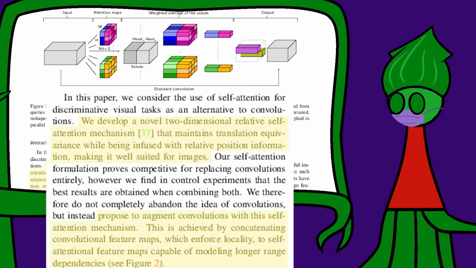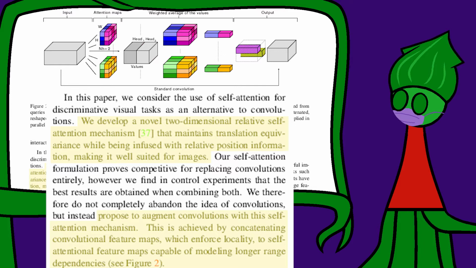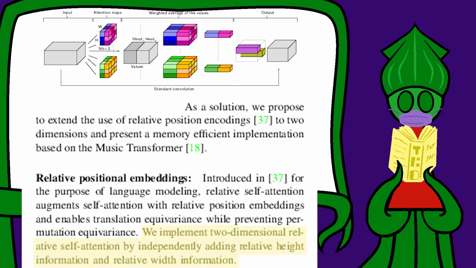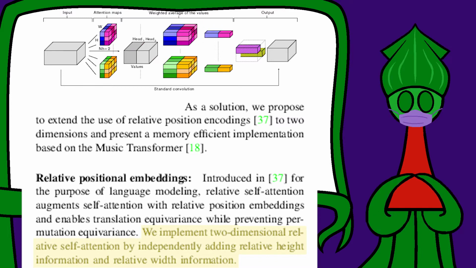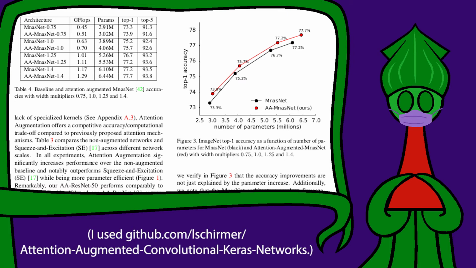They do this by applying regular old convolution and reshaping the same input into something appropriate for attention, giving it two-dimensional relative self-attention by independently adding relative height information and relative width information. Then reshape the attention's output to match the convolution and concatenate the two together. With the attention augmentation, the paper gets better results from the convolution with fewer parameters. I was able to implement this into the caption generator too.